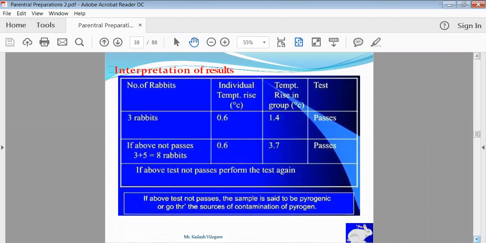But suppose we have got more temperature individually as well as in the group, more than 3.67 degrees centigrade for the group and more than 6 degrees centigrade for the individual rabbits, then your test may have failed. So again we have to repeat the test by taking other rabbits, and we have to conduct the test and find the results. Suppose in the same test we get failed results, then your product contains pyrogens, then we have to go for the sterilization of that product, and only then can we go for the final distribution of that product into the market. So this was about the conduction of the pyrogen test by using rabbits.